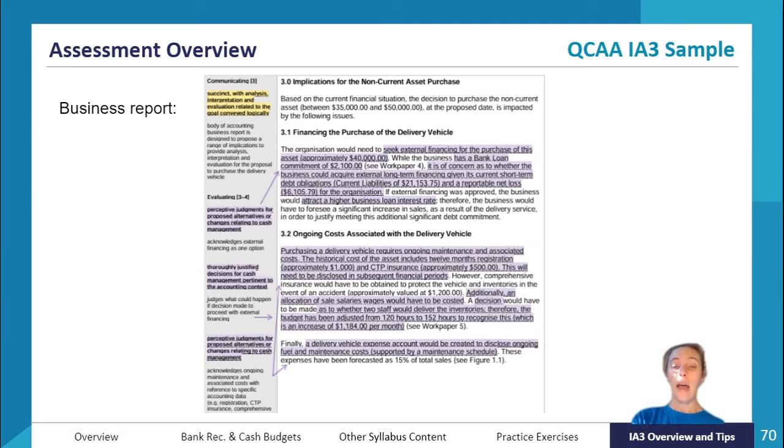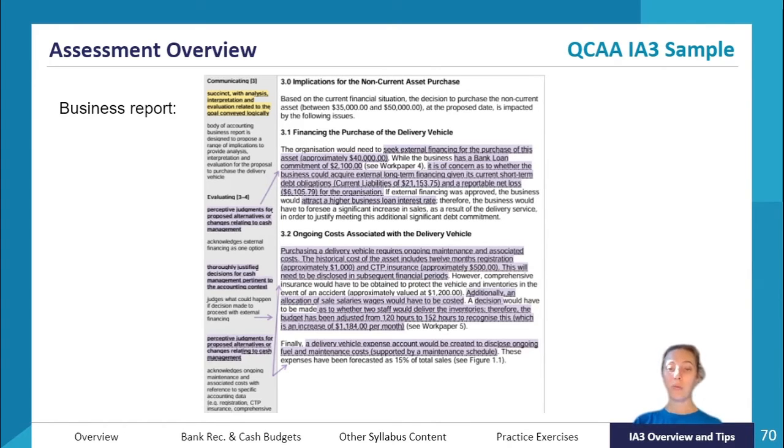So next we have our ongoing costs associated with a delivery vehicle. You can see we've got this logical progression of ideas. So we've thought about the financing of the delivery vehicle, and then you move on. So assuming that you've managed to finance the vehicle, it's then looking at the ongoing costs associated with that vehicle. So a logical progression of ideas.